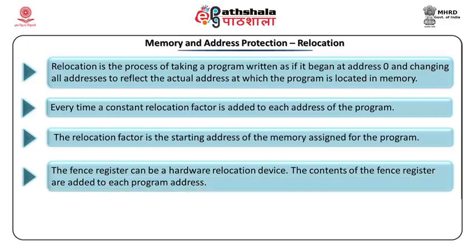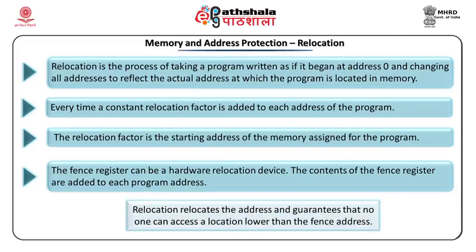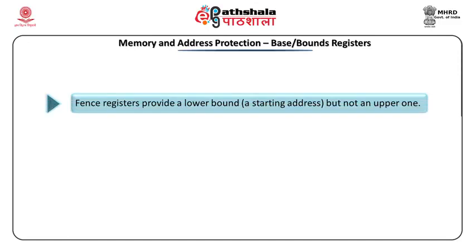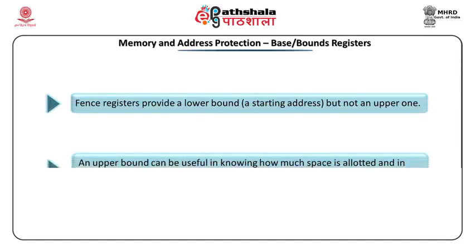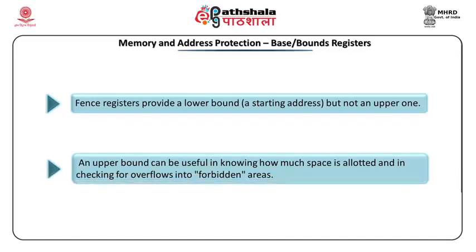The contents of the fence register are added to each program address. This action both relocates the address and guarantees that no one can access a location lower than the fence address. Fence registers provided a lower bound but not the upper one. The upper bound can be useful in knowing how much space is allotted and in checking for overflows in forbidden areas. In the previous modules, we have already talked about the overflow problem.